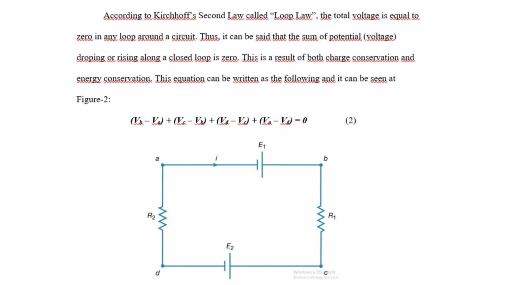Secondly, according to the loop rule, the total voltage in any loop is equal to zero. So, to test this law, I will measure the voltage on each resistor and I will check if the total potential in the loop is zero.